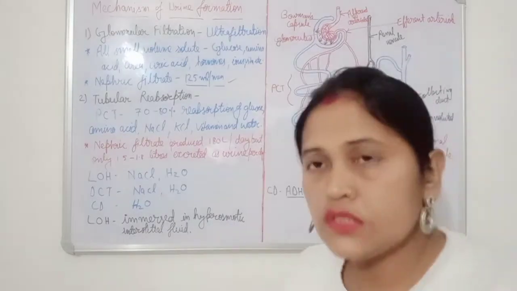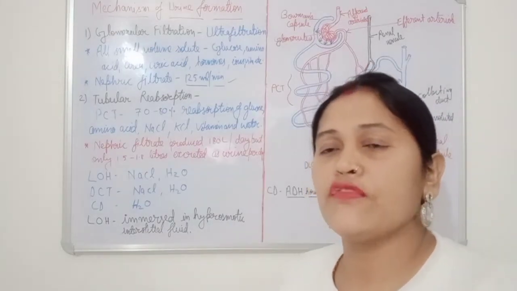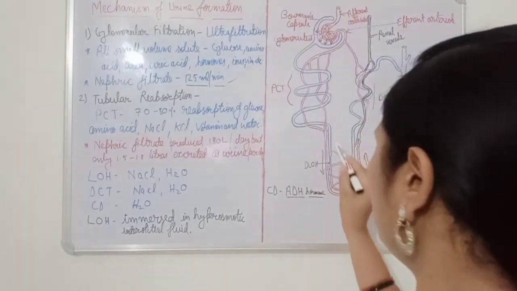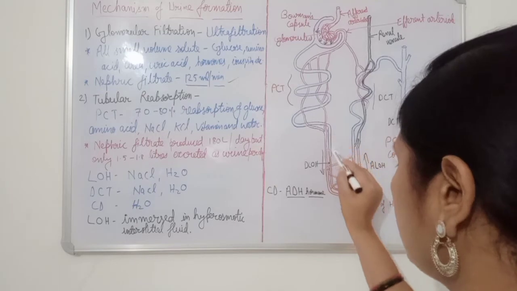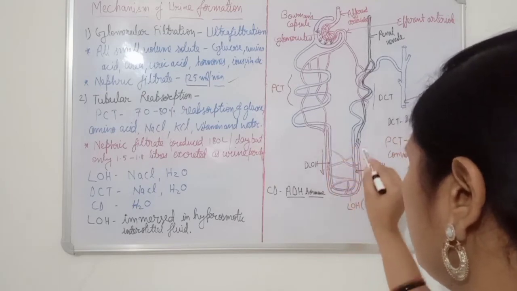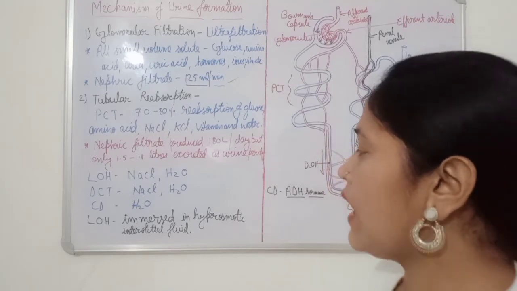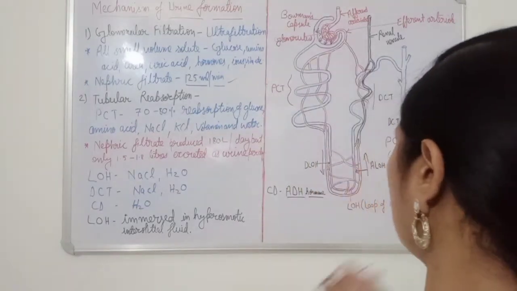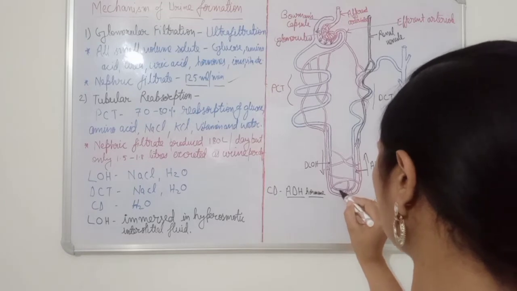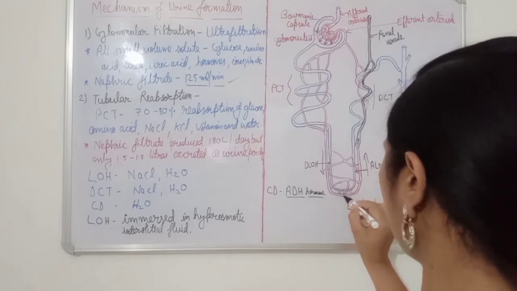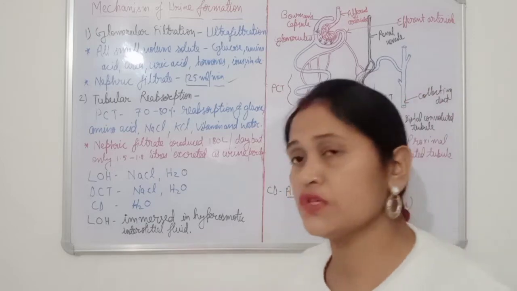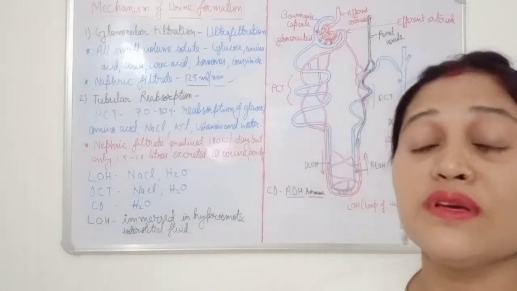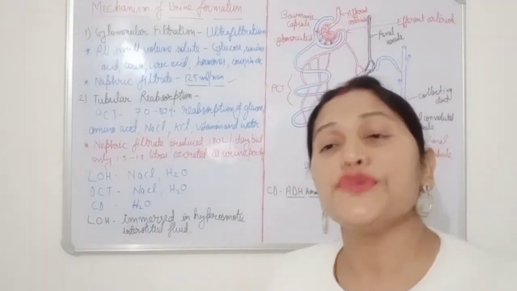So water tends to move outside from the loop of Henle to the other side, because the loop of Henle contains nephric filtrate. So it tends to move outside, what? Water, because here exosmosis occurs. Due to exosmosis, 10% of water will move outside, so it will contribute to concentrated urine.